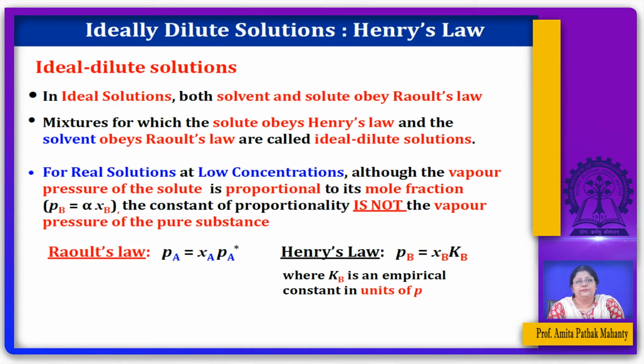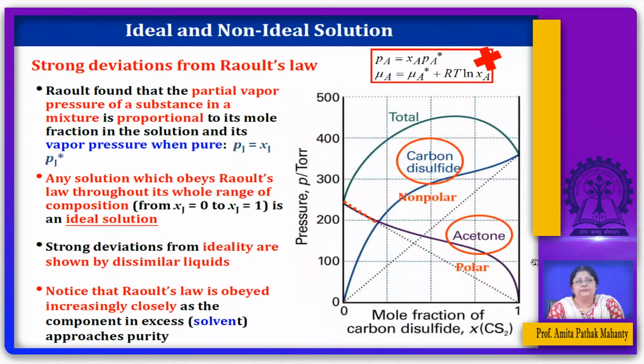partial vapor pressure will be proportional to the mole fraction, and if you plot that, the slope is going to give you the vapor pressure of the pure state. That is what we had talked about in the last class. This is what we had said. And if this equation is not valid, then we say that non-ideality has set in.